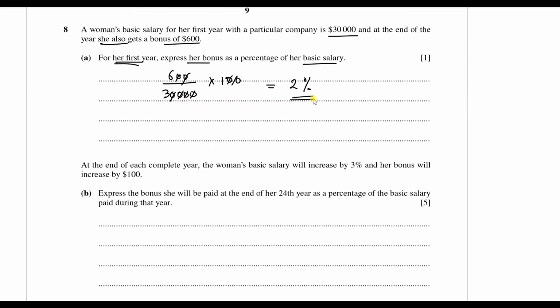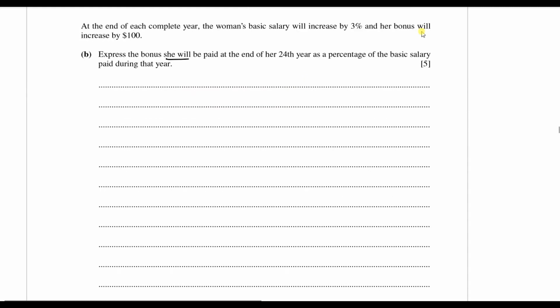So the answer is 2%. Next part: at the end of each complete year, the woman's basic salary will be increased by 3%. Basic salary will increase by 3% each year, and her bonus will increase by $100 per year. So now we need to express the bonus she will be paid at the end of the 24th year as a percentage of the basic salary paid during that year. So we can calculate the bonus and the basic salary, and then we can find the percentage.